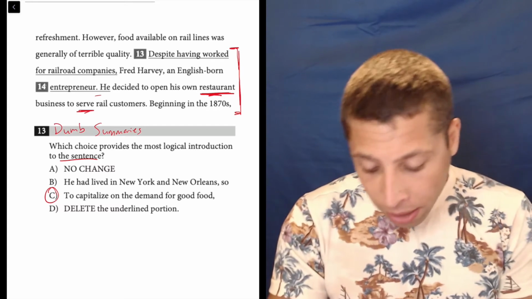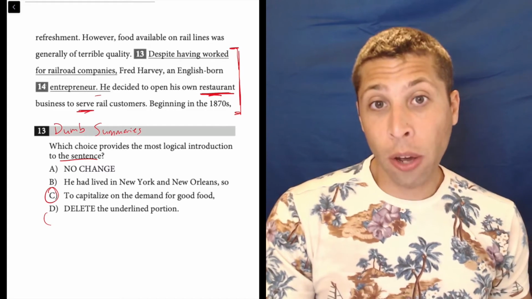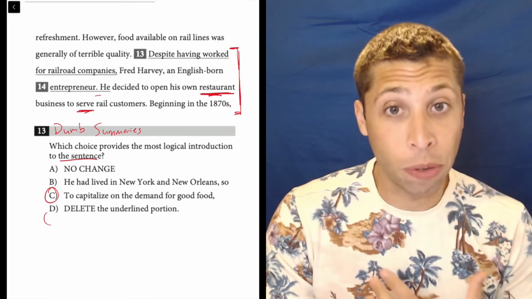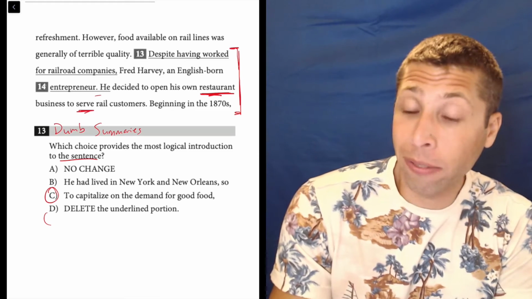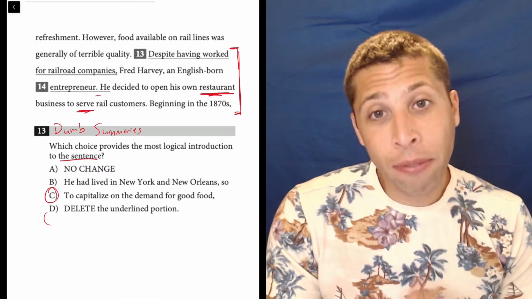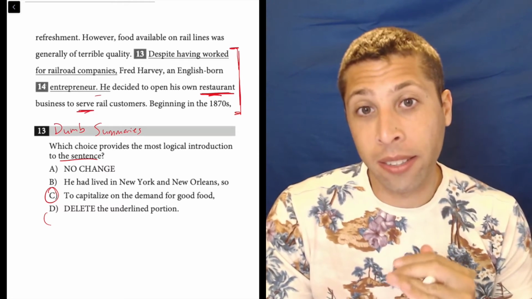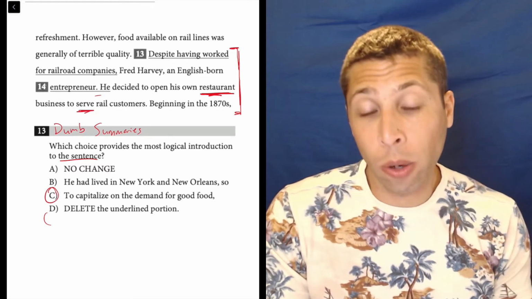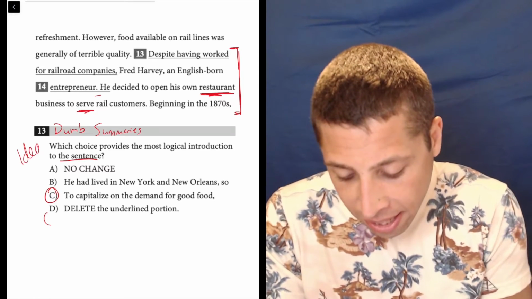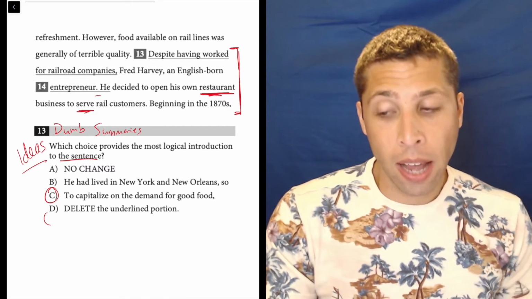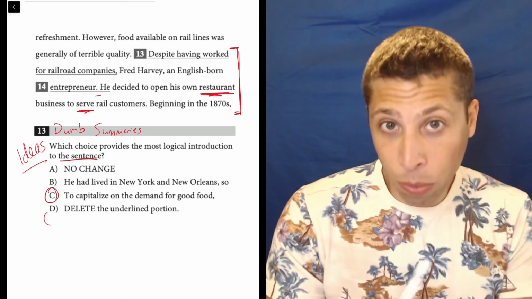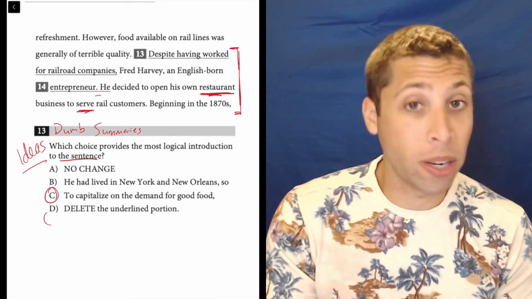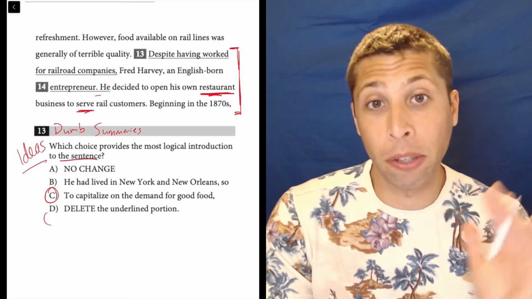Now, D is tempting because we know from experience that the SAT prefers shorter choices, right? So we should pick the shortest choice, and D is shorter, right? It deletes it. But that is a failure to understand what's being asked here, right? So this is not a grammar or style question. This question is testing the ideas in the passage. And for the most part, that's what we need to focus on. And we need to turn off the part of our brain that cares about what is grammatically correct. All the choices are going to be grammatically correct.